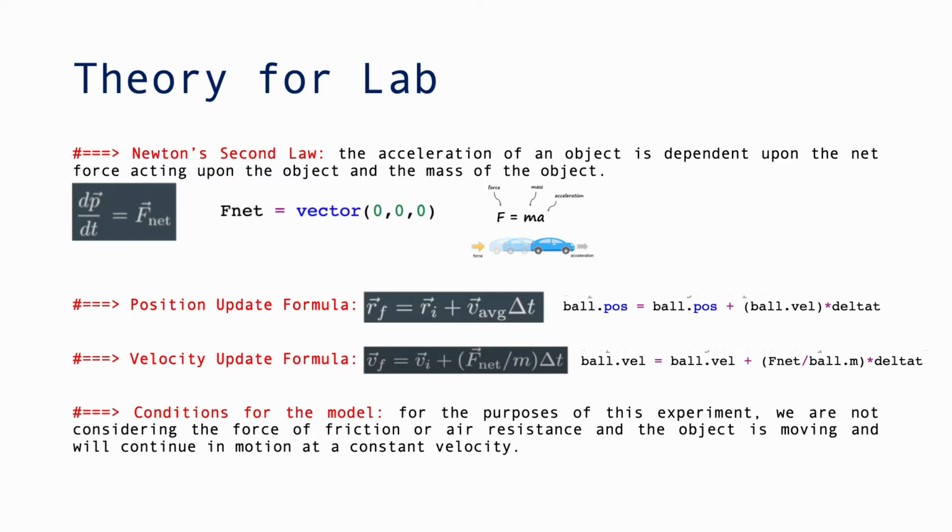So the main theory behind this lab is Newton's second law, which states that the acceleration of an object is directly dependent upon the net force acting upon the object and the mass of the object itself. With this, we have the formula F net equals the mass of the object times the acceleration of the object. And for the code, the two main formulas we used were the position update formula, this is the formula and this is how we presented it in code, and the velocity update formula, this is the formula and this is how we presented it in code.